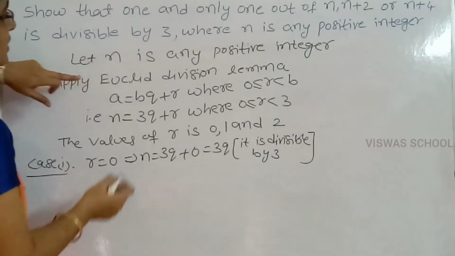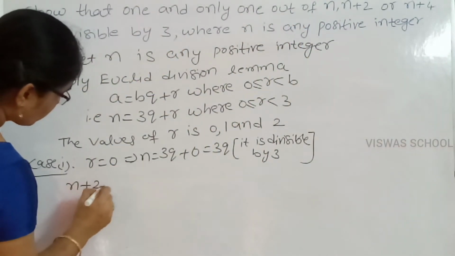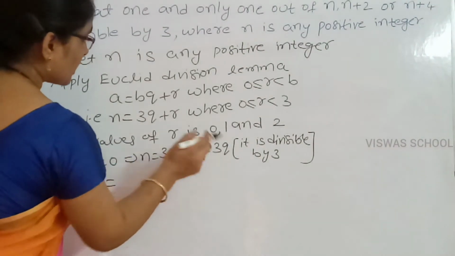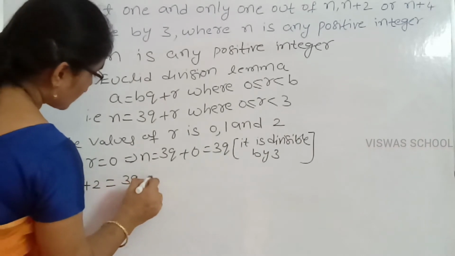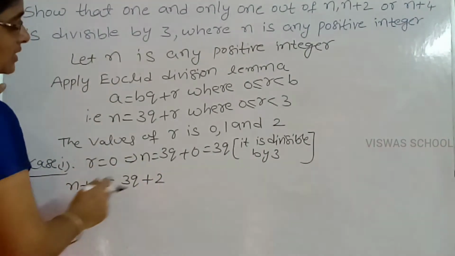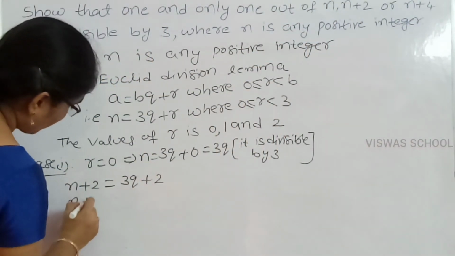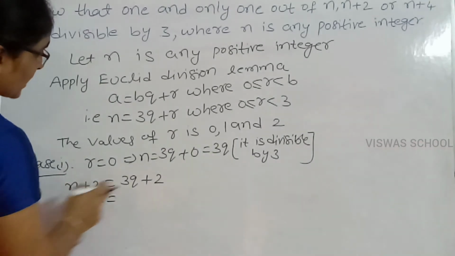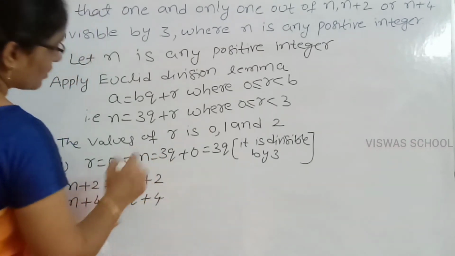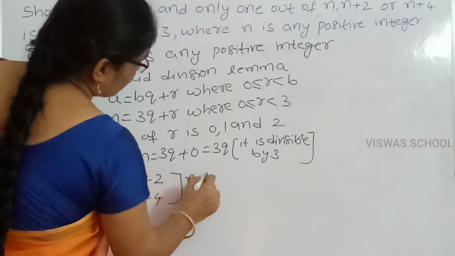What about the next one here? First is n, and the second one is n plus 2. What is n here? n equals 3q. So 3q plus 2 is not divisible by 3. This is n plus 4, we have to check it. n plus 4, n value is 3q, so this is 3q plus 4. This is also not divisible by 3. That is, these two are not divisible by 3.